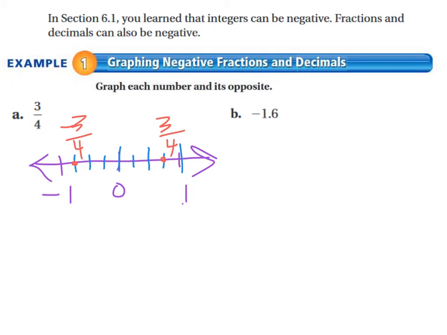Okay, for part B, I'm going to draw a number line again. This time it's -1.6. So I'm going to actually make my number line go up to 2 on each side. And 1.6, -1.6, I'm going to graph that first, and that's going to be between -1 and -2. -1.5 is halfway. It's going to be a little more than that.